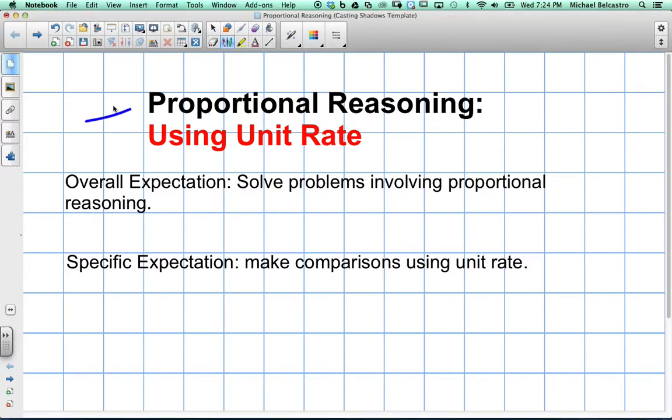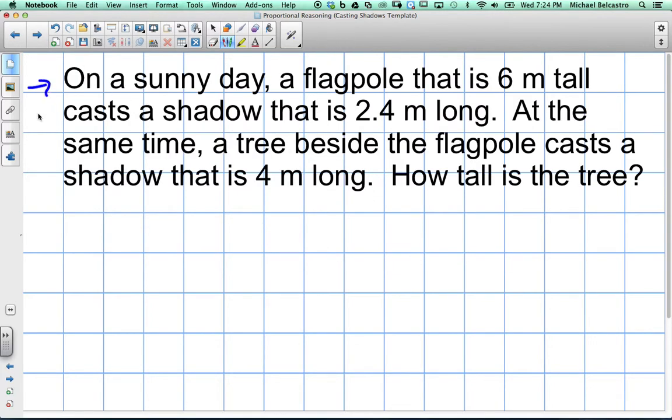We're looking at proportional reasoning, and the method we're going to use to solve the question today is unit rate. Overall expectation is to solve problems involving proportional reasoning, and the specific expectation is to make comparisons using unit rate. So here's our inquiry type question. We'll read through it once. We'll highlight what's important the second time we read through it.